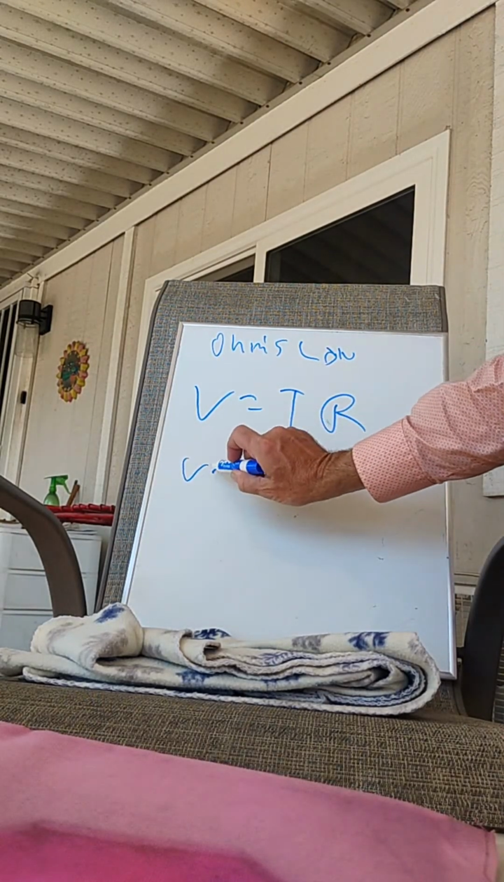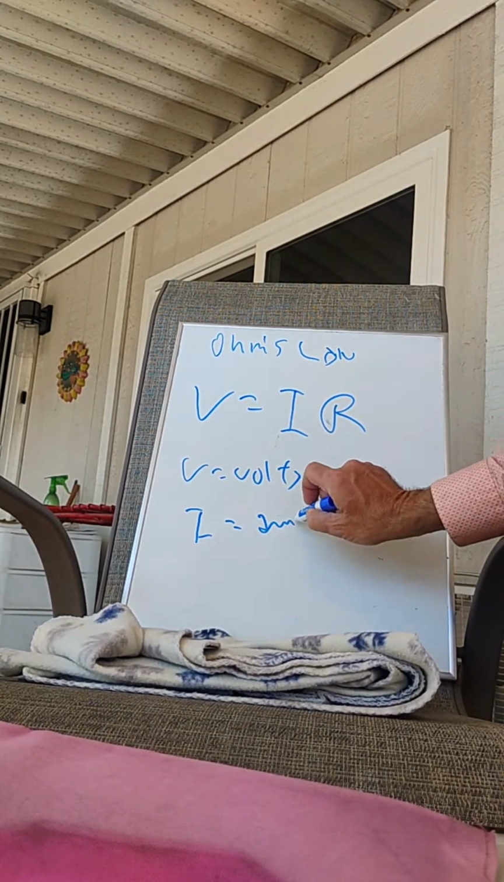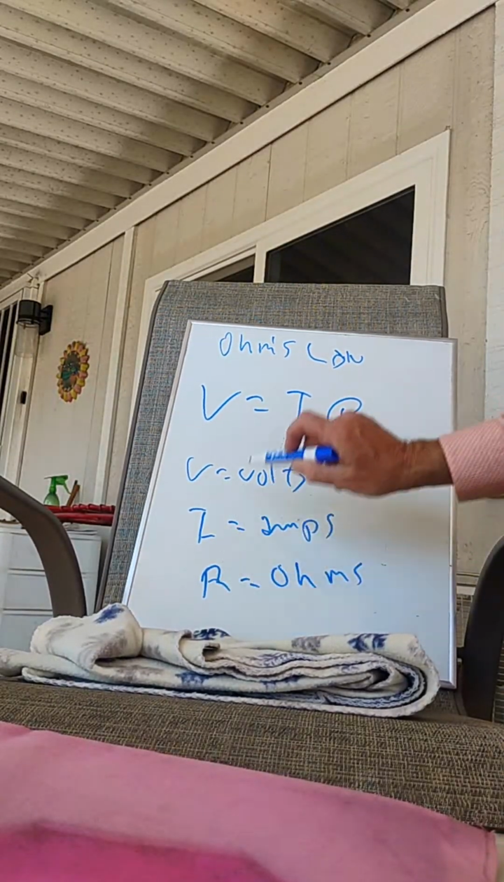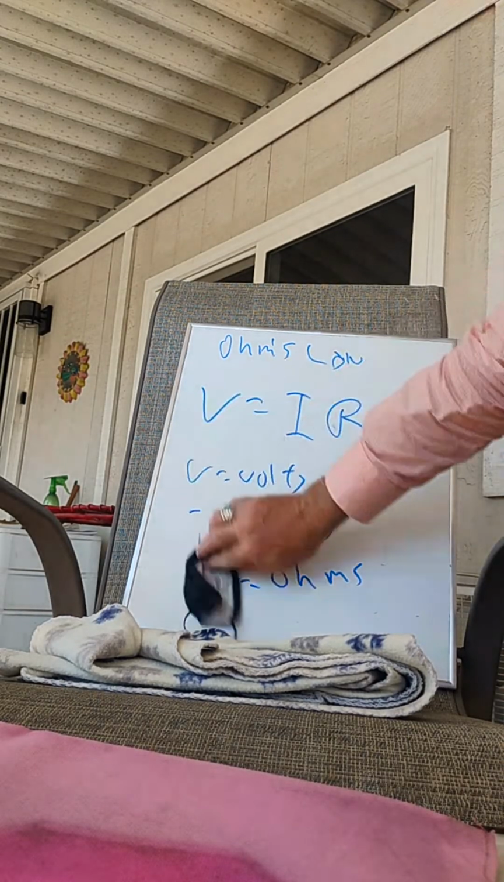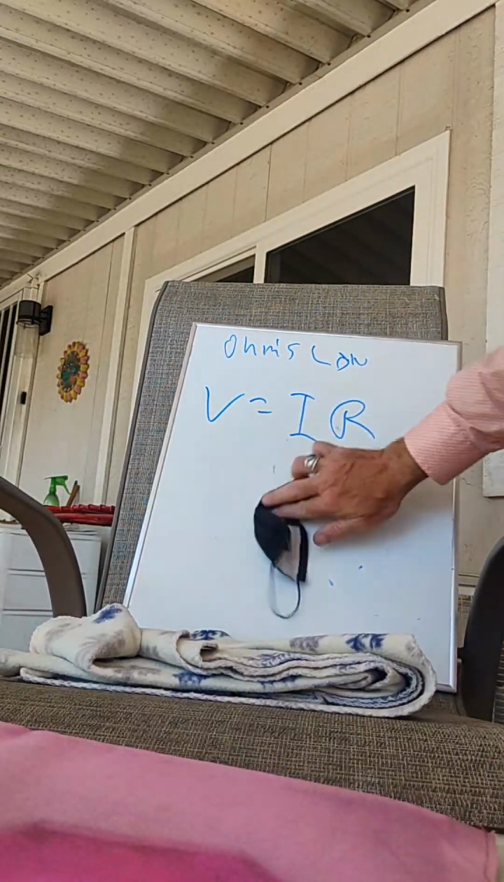Voltage is measured in volts. Current is measured in amps. Resistance is measured in ohms. And it's called Ohm's law. So let's just look at it and see what it means mathematically. I'm just a dummy at this, but whatever. Maybe this is just fun for somebody.